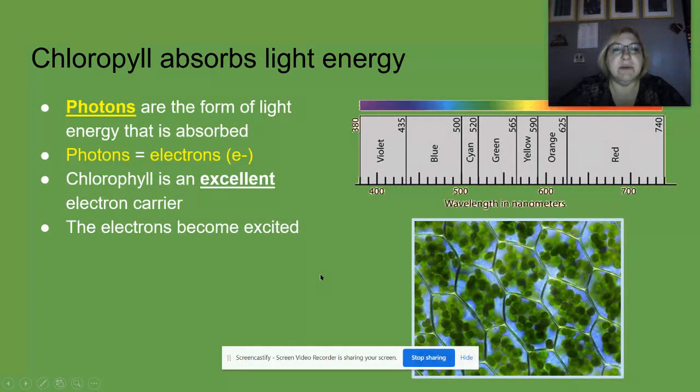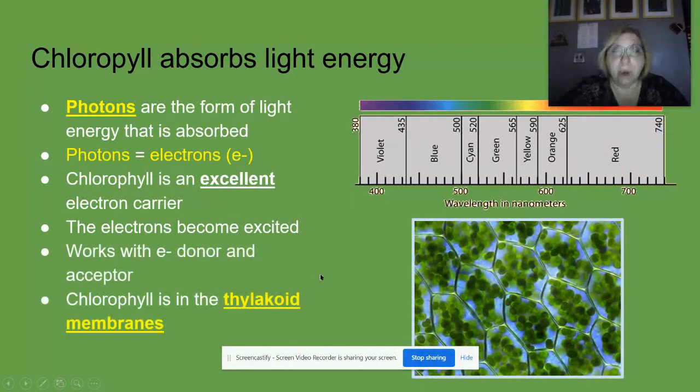Light can come in 2 forms. It can come as a wave or as a particle. So in this case, it's light in its particle form called photons. And the photons are absorbed into the chlorophyll. And the photons have electrons. They have a negative charge.